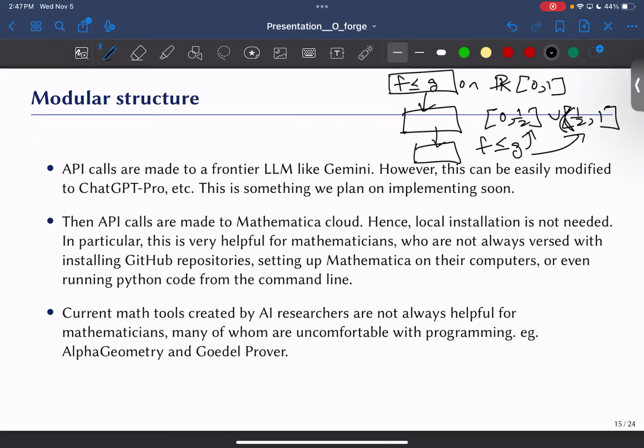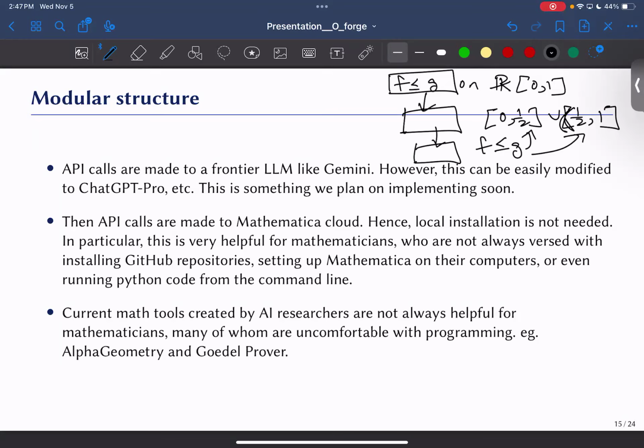If you don't like Mathematica, if Lean becomes better, or if some other automated theorem prover becomes better in the future, you can just plug in the API key for that instead of Mathematica and use that. So every part of this code base, you can modify very easily by just inserting a different API key and maybe changing some things about the code.